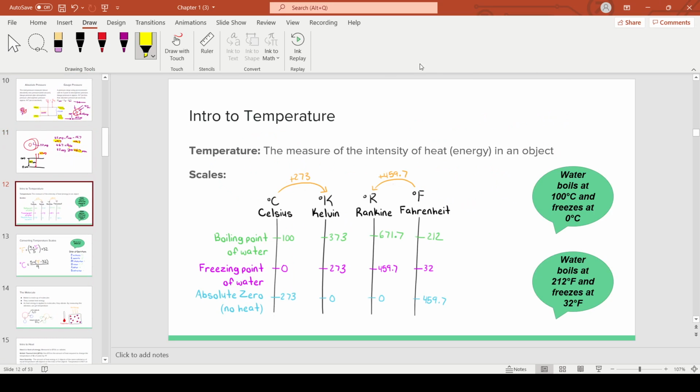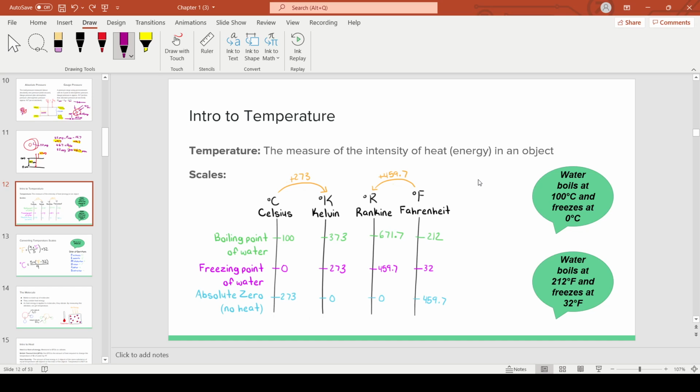Alright, so now we're going to go over temperature, okay? Temperature and heat are two different things. That's something that you have to know, alright? Heat does not equal temperature, alright? Heat is a measurement of actual amount of energy in an object, alright? Temperature is the measure of the intensity of that heat in an object, okay?